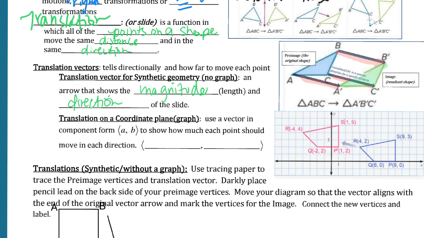Okay, if you've heard the word magnitude, like that's a huge magnitude that we dropped an atom bomb on Hiroshima. Yeah, that's huge. So the magnitude is the size of what you're doing, how far you go, and the direction is which way you go.